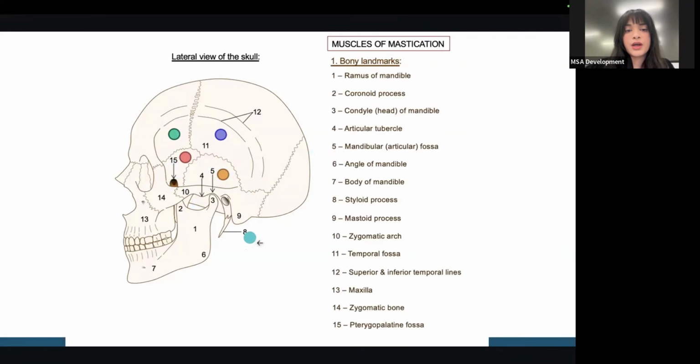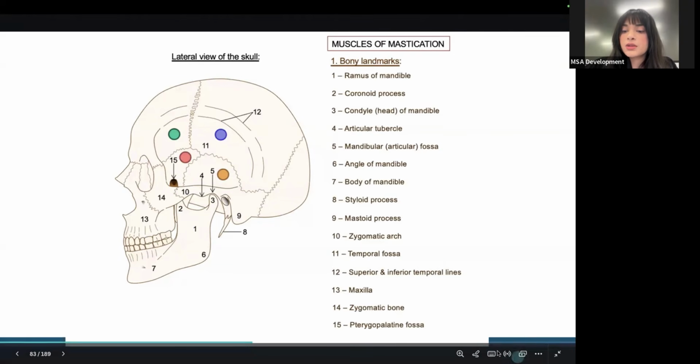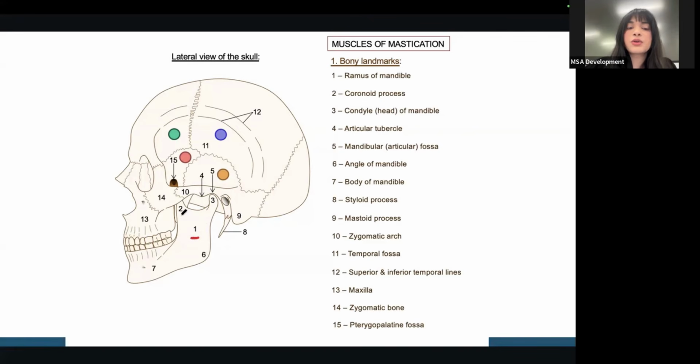Okay, so number one, you have the ramus of the mandible, so this area. Two is the coronoid process. So this is coronoid, and number three is condyle, the head of the mandible. Number four is the articular tubercle, so this little projection here. Number five is the mandibular fossa. So the tubercle is the projection, and the fossa is the depression, like it's where the condyle inserts.